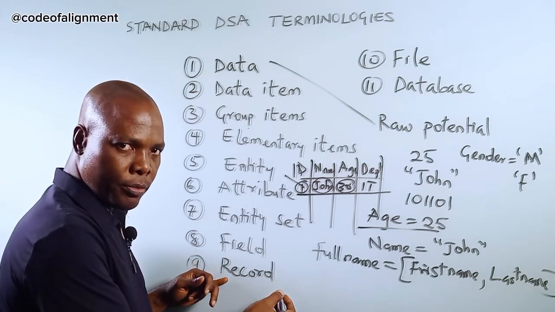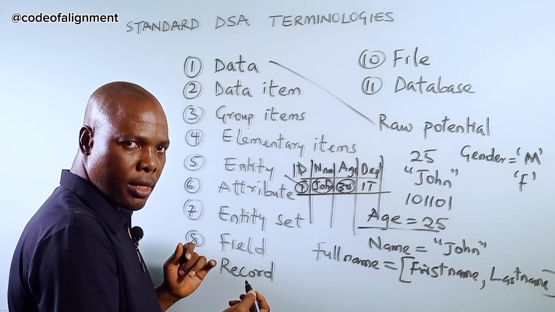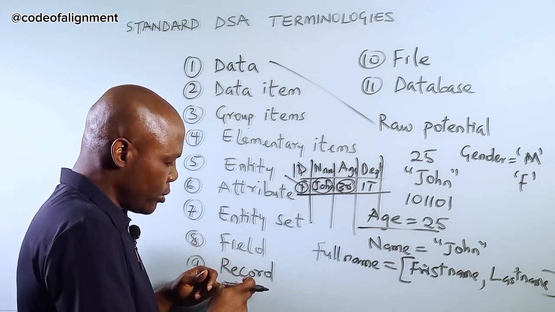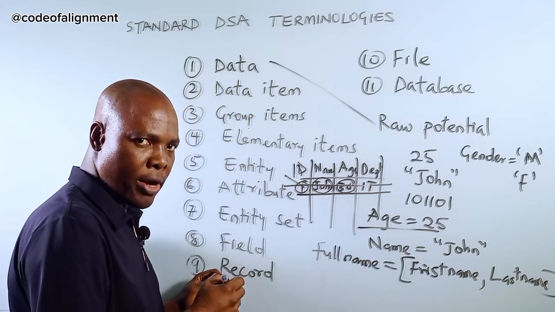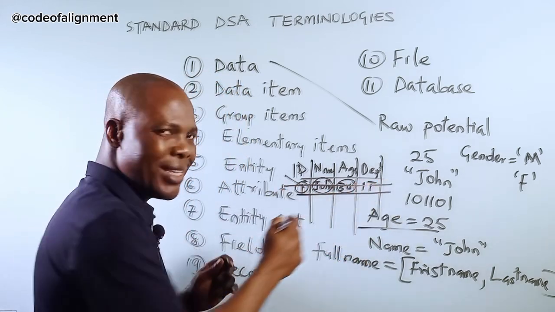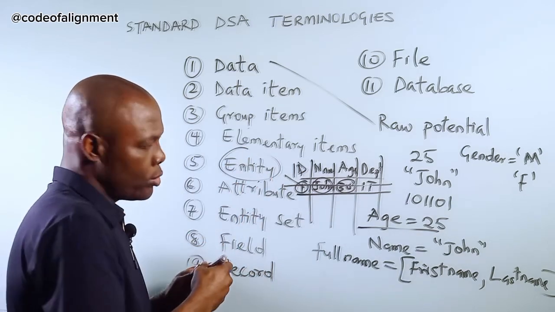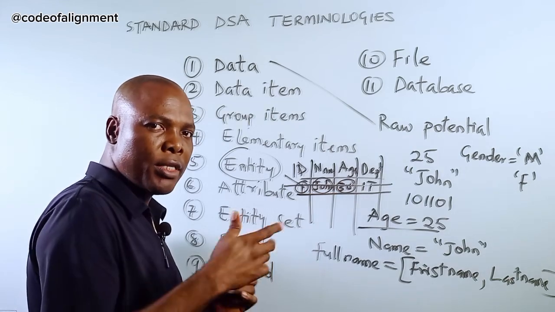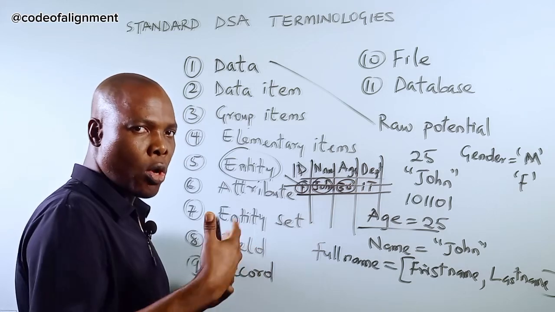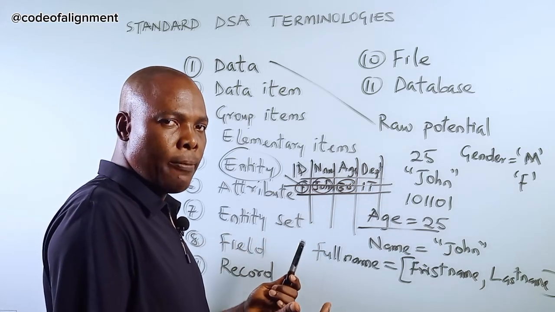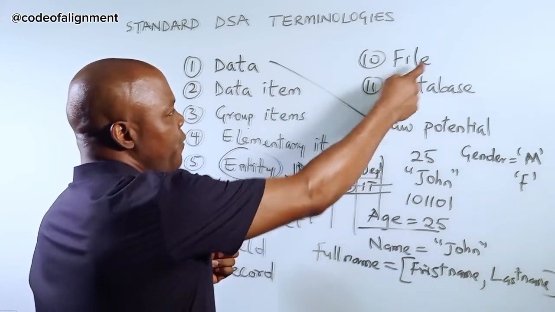Then record. What is record? Record is a collection of fields that represent an entity. So this line, complete line, is what you call a record. And this complete line is representing an entity, which is this. So that is a record. So in a database table, we are looking at columns and rows. So rows are what you refer to as what? Record. A representation of what? Entity.